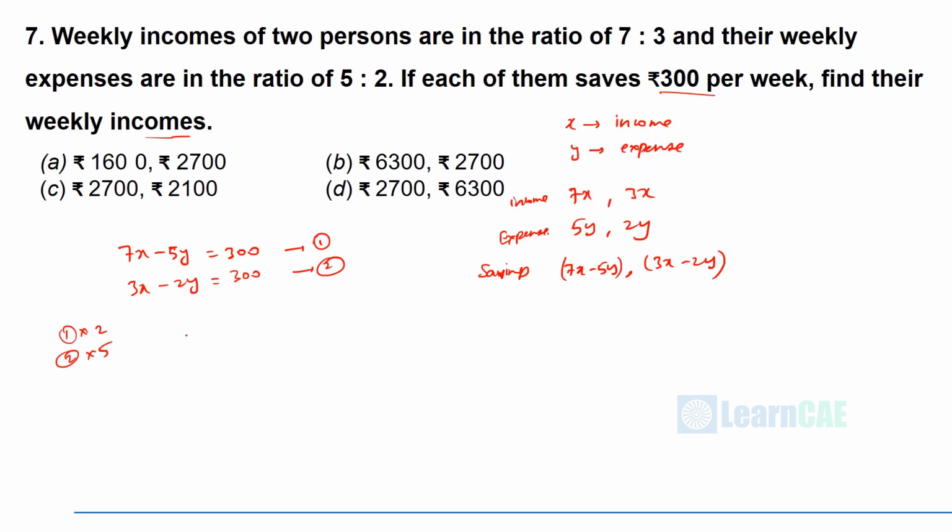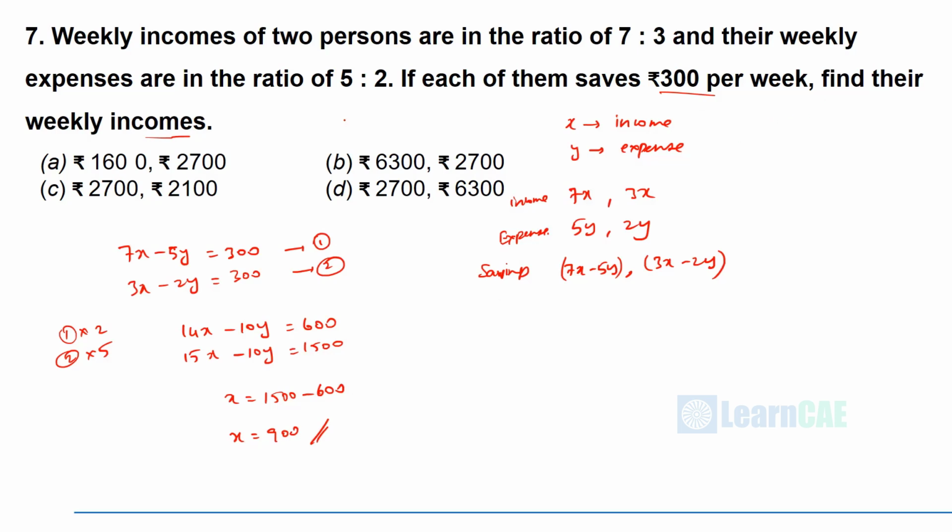Okay, equation 1 into 2, that is 14x minus 10y is equal to 600, and second equation into 5, 15x minus 10y is equal to 1500, since 5 threes are 15. So you can subtract the first equation from the second one, that is x will be equal to 1500 minus 600. So this is again 900.